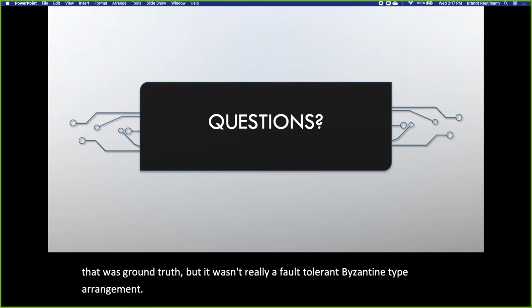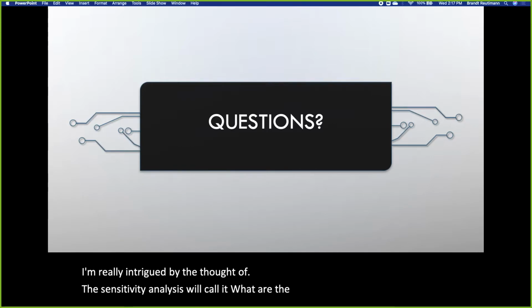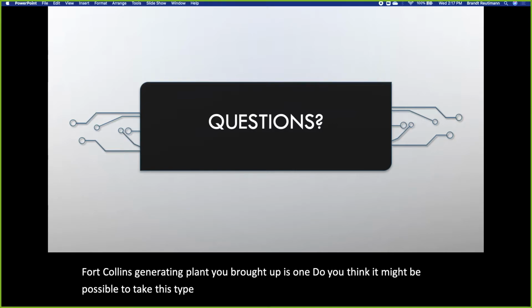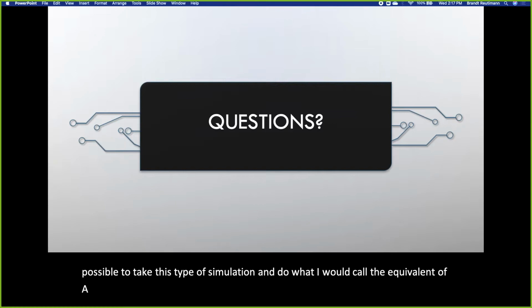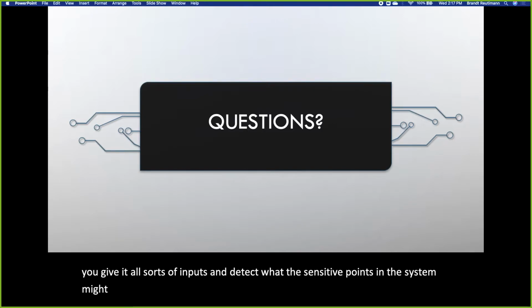I'm really intrigued by the thought of what I'll call sensitivity analysis. What are the critical points in the system? The Fort Collins generating plant you brought up is one. Do you think it might be possible to take this type of simulation and do the equivalent of a fuzz test, just like you do fuzz testing on networks and on software, where you give it all sorts of inputs and actually detect what the sensitive points in the system might be, or is that just a pipe dream?